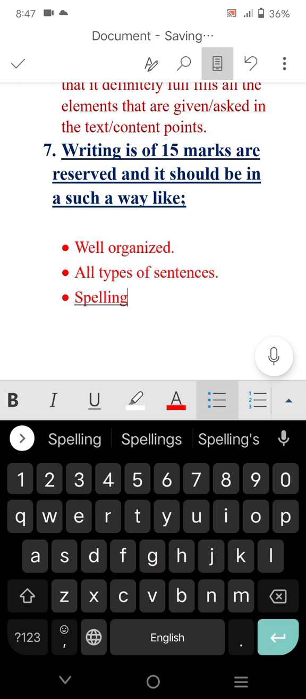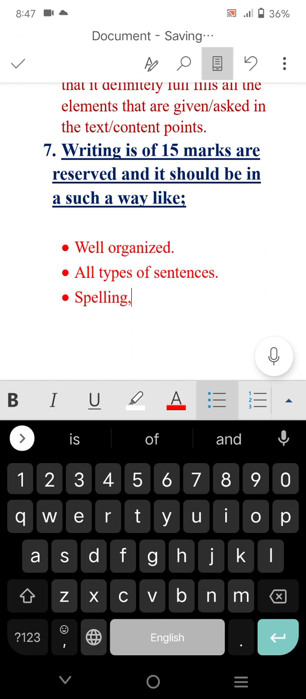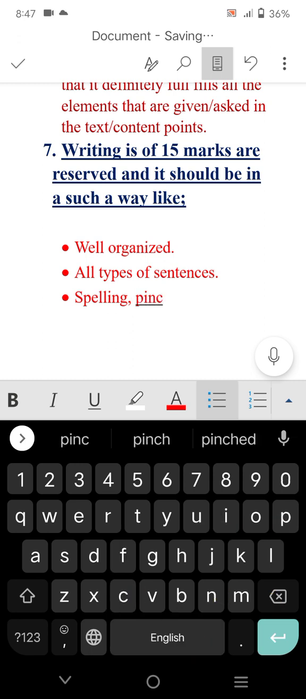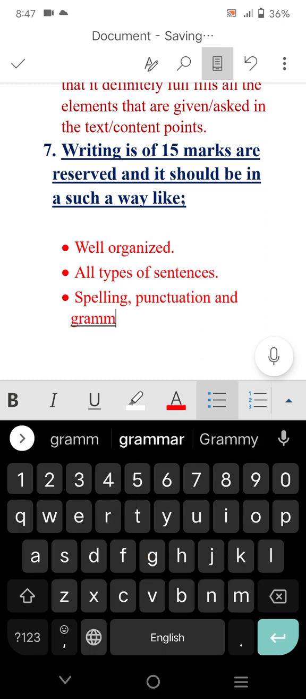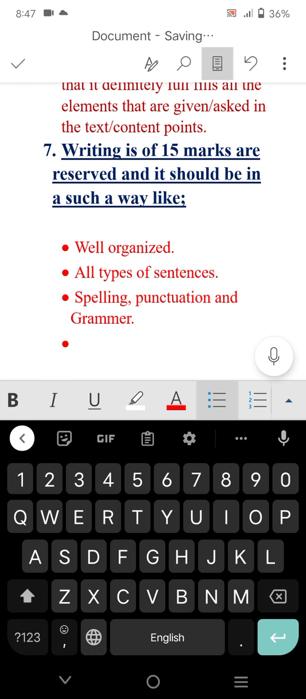spelling, punctuation and grammar. This is the most important one, which is allocated the most marks, because it is what a candidate is taught from his or her childhood.